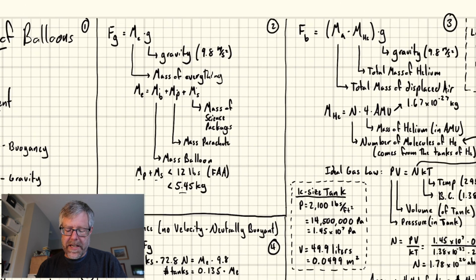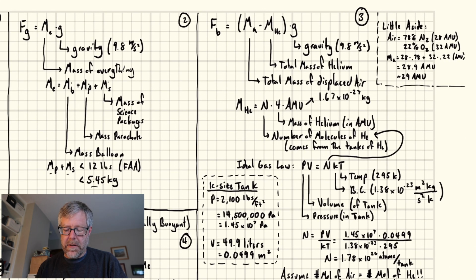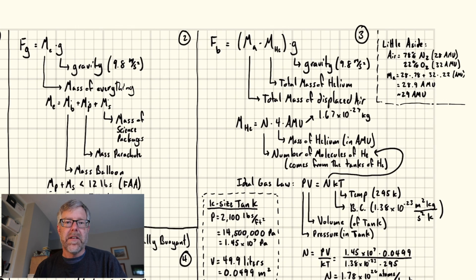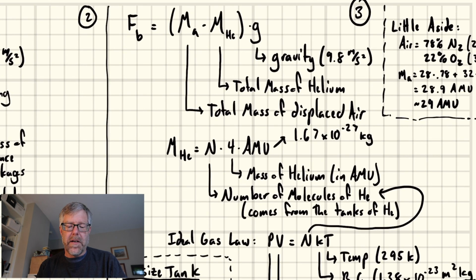The next thing to look at starts getting a little more complicated. You can see that it's sort of complicated here, and that's the buoyancy force. The buoyancy force is basically the amount of force that the balloon is pulling up on, and that is equal to the mass of the atmosphere, or the air that you've displaced, minus the mass of the helium that is displacing that air, times gravity. Gravity is 9.8. Mass of the helium, mass of the air.